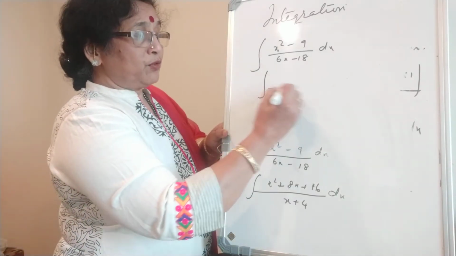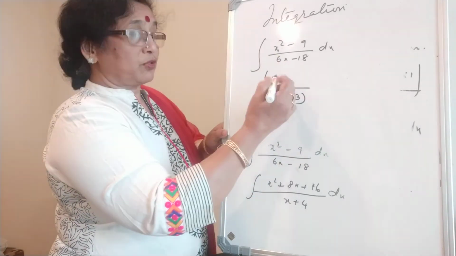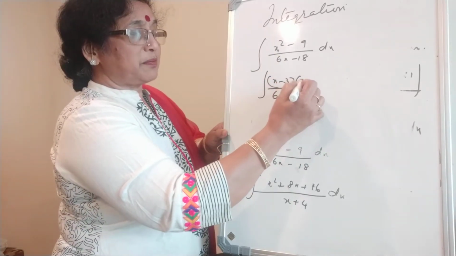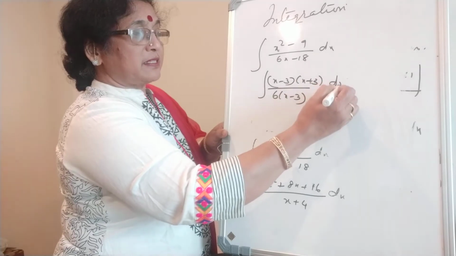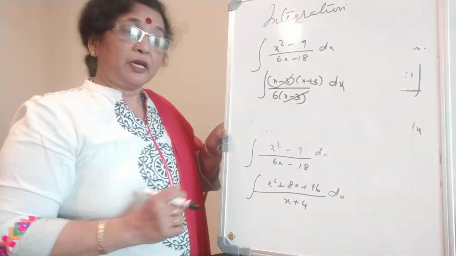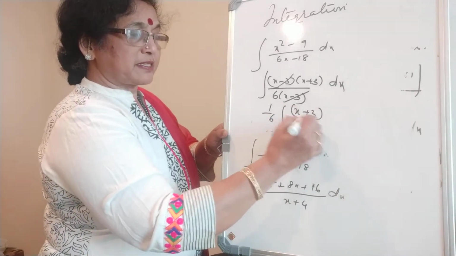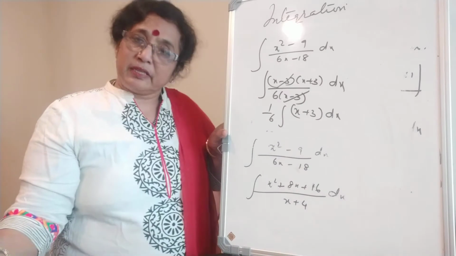So you take 6 common. You get x minus 3. You're factorizing both. So x minus 3 and x plus 3, dx. So x minus 3 gets cancelled. Am I right? So the constant 1 by 6 comes out, and x plus 3 dx is very easy. Am I right?